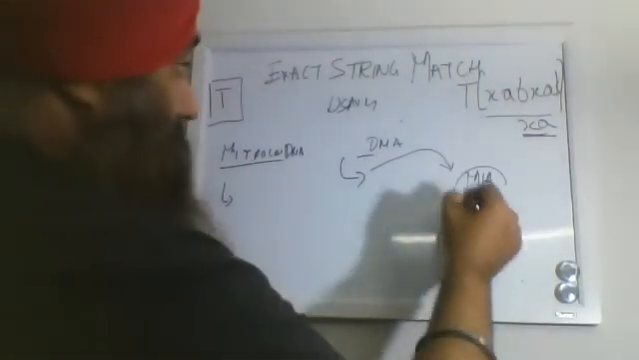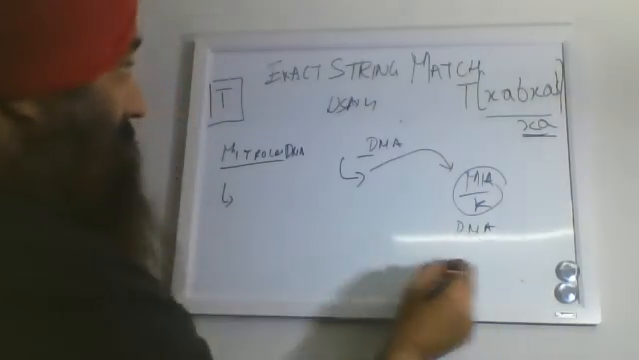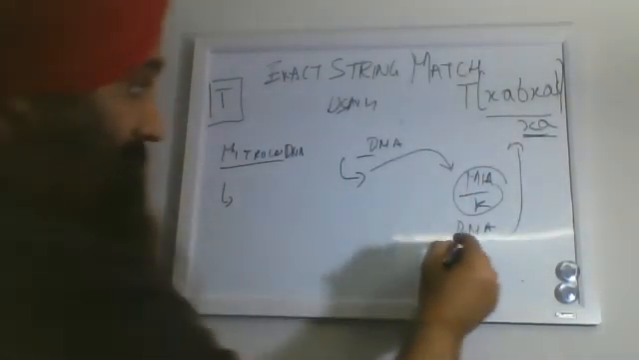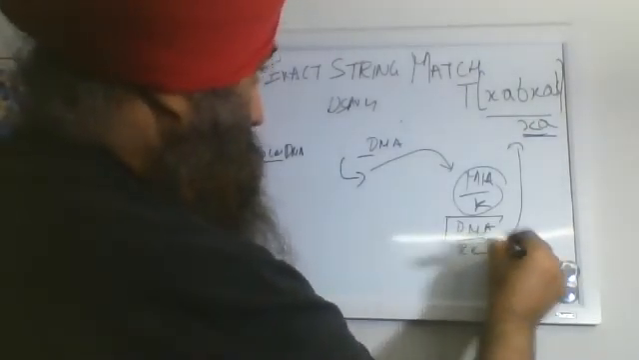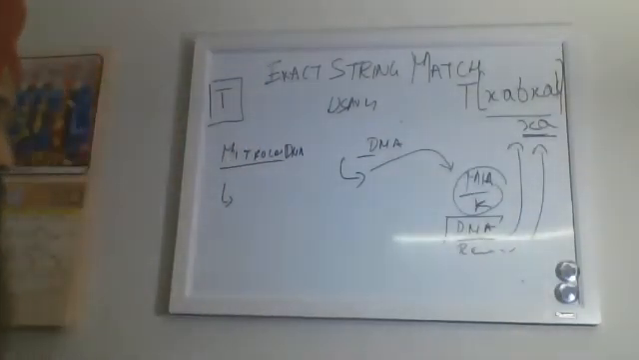Sometimes the DNA that is recovered is partial, so we can do a partial pattern match, or the DNA we got from the remains is a complete one, so we can do an exact string search.